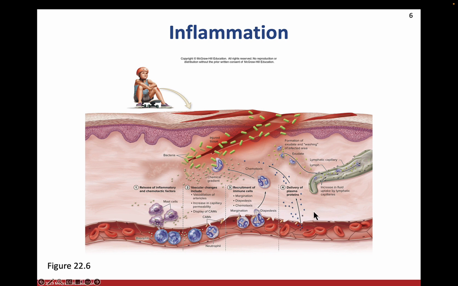So notice we have the proteins which will be leaving. This is going to decrease osmotic pressure. So this is going to be one of the reasons why we quite often will see swelling at the site of injury. And the last role or part of the inflammatory response is the formation of exudate.